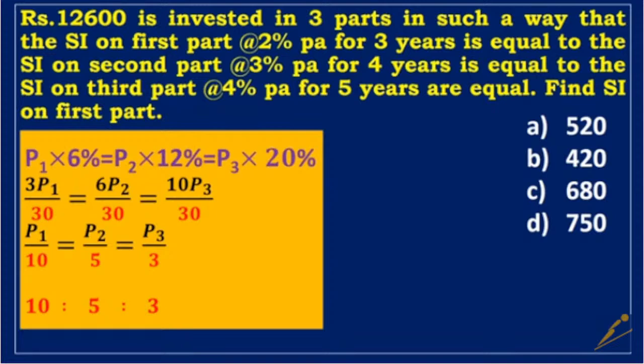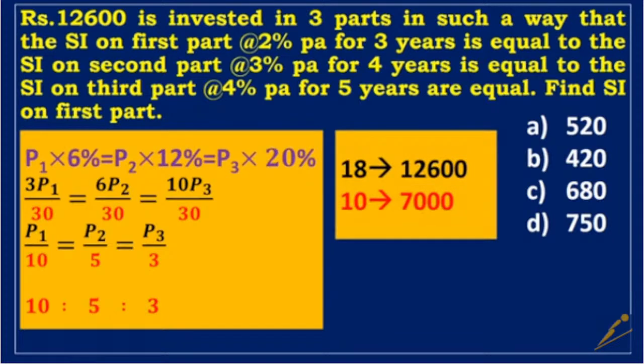Divide the equation by 30 to get proportional values. As a result, the 3 investments have a 10:5:3 ratio. The total value of 10 plus 5 plus 3 equals 18 units. These 18 units are worth 12,600 rupees. The first part of the investment of 10 units is 7,000 rupees.